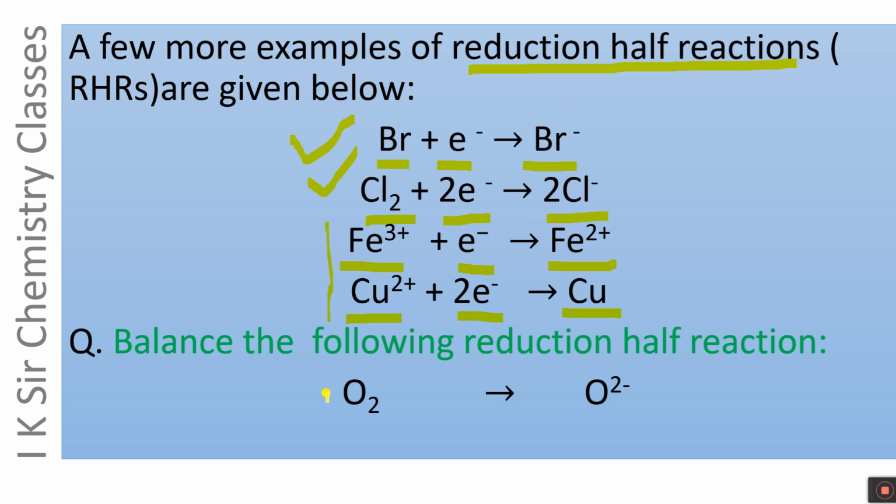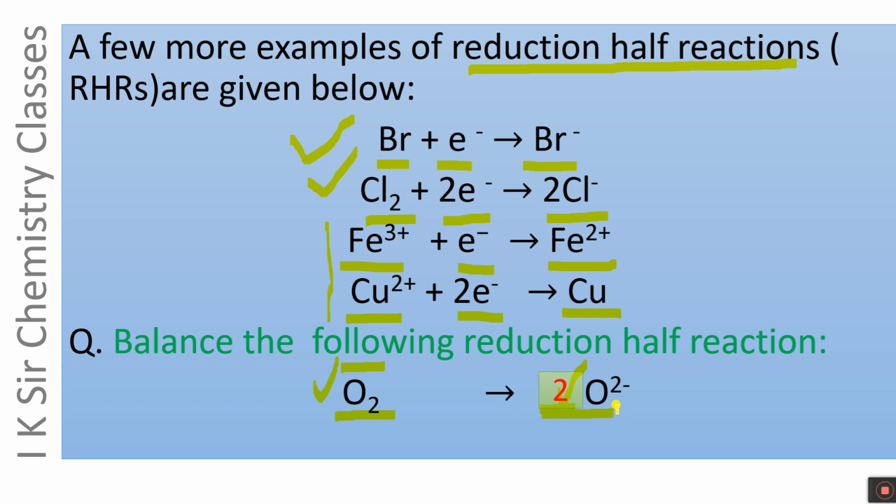Here is the solution. First of all, atoms are balanced. On the left hand side, the number of oxygen atoms is 2, while on the right hand side, the number of oxygen atoms is 1. Therefore, the right hand side of the equation must be multiplied by 2. There are 2 atoms of oxygen on the left hand side and now there are 2 atoms of oxygen on the right hand side also.